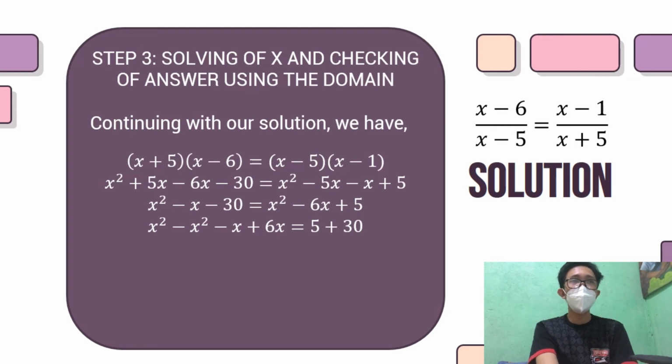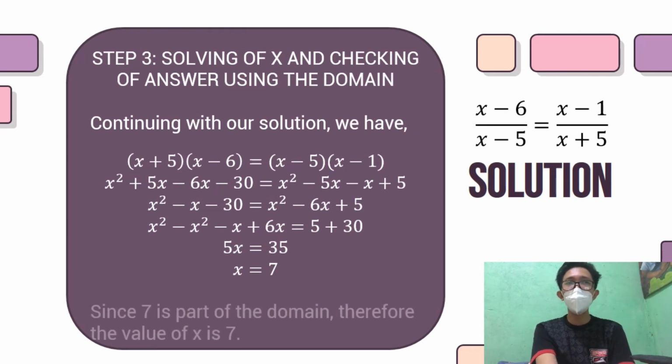So we can cancel out x squared, because x squared minus x squared is 0. So negative x plus 6x is equal to 5x. Then 5 plus 30 is equal to 35. So let's divide both sides by 5. So x is equal to 7. Since 7 is part of the domain, because the domain we found earlier is all x such that x is not equal to negative 5 and 5, therefore, the value of x is equal to 7.